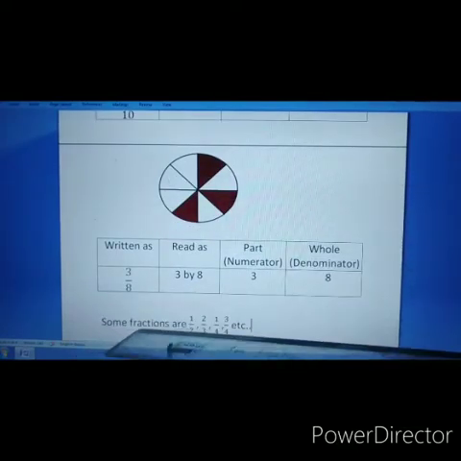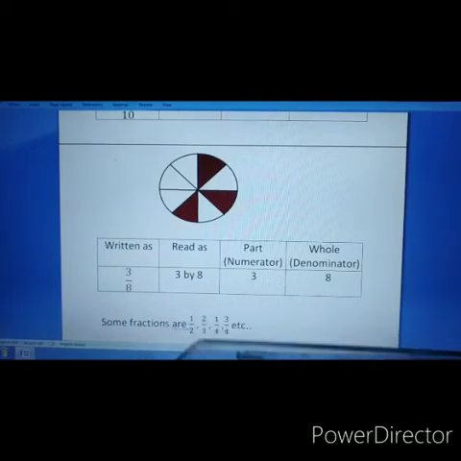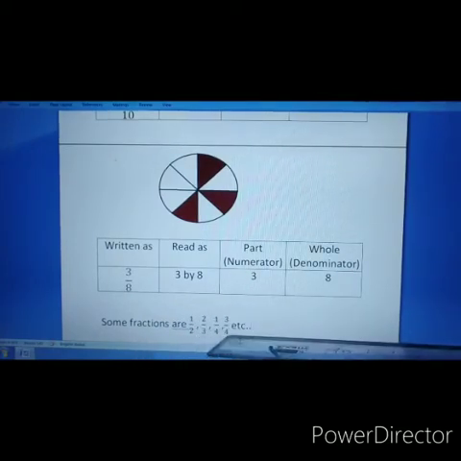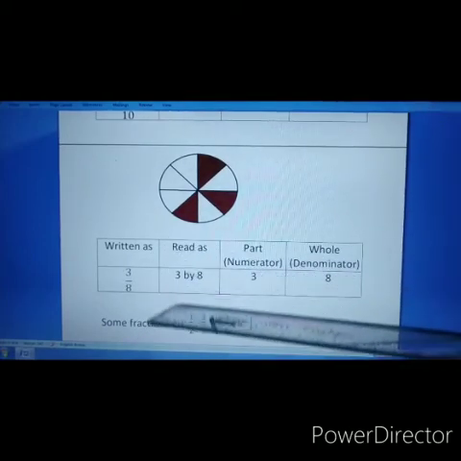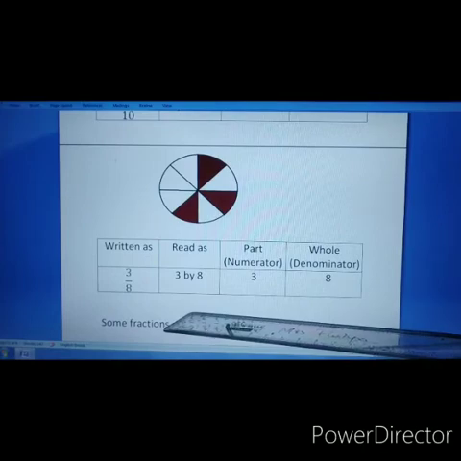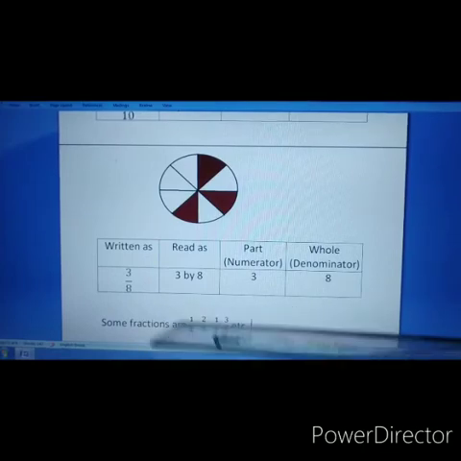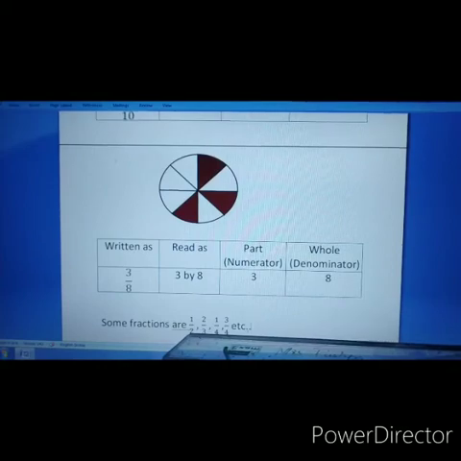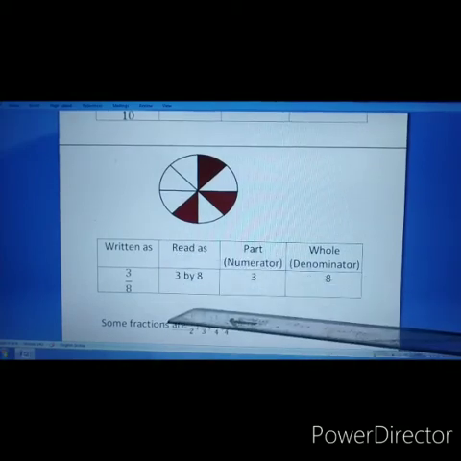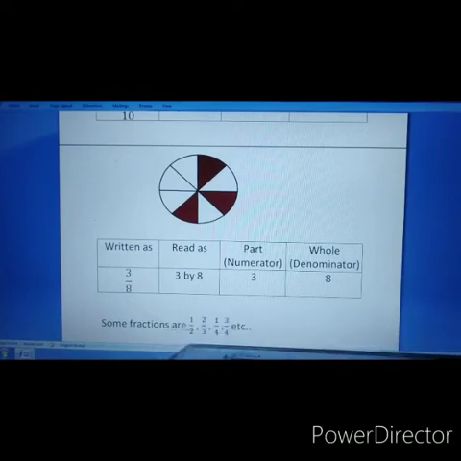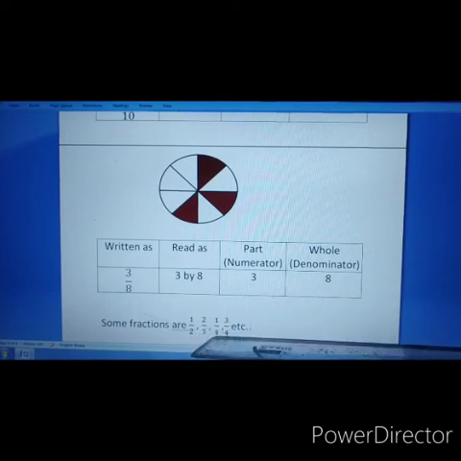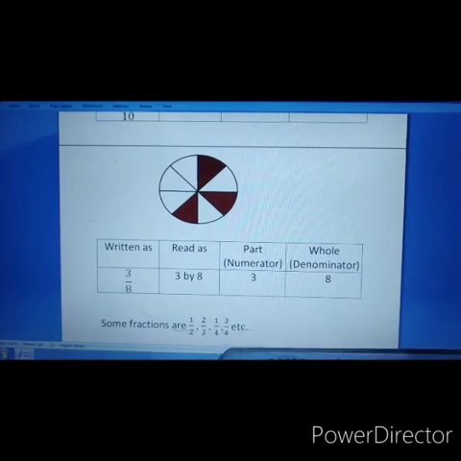So some examples of fractions are 1 by 2, 2 by 3, 1 by 4, 3 by 4, etc. Here the numerator is written above the line and the denominator is written below the line. That means the whole part is written below the line and the selected part is written above the line. So we can read this as 1 by 2 or 1 upon 2, 2 by 3 or 2 upon 3, 1 by 4 or quarter. 1 by 2 we can read as half also. And next one 3 by 4 or 3 upon 4. So students, I hope the basic points about this fraction you might have understood.